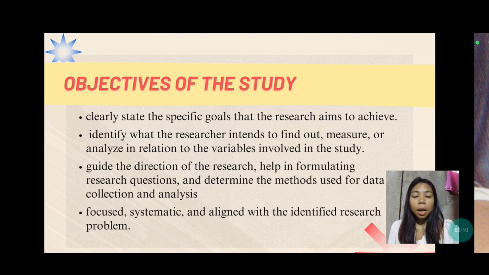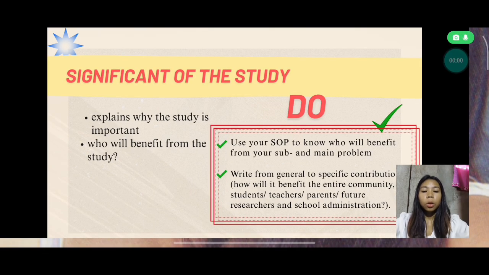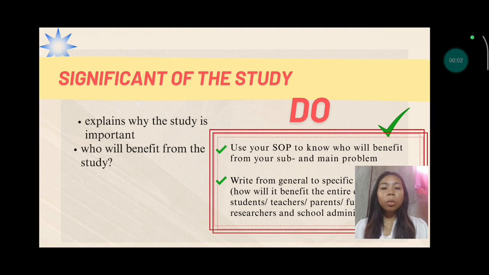And next is the significance of the study. The word significant means important. So explain why the study is important. Meaning, you will write why it is important to research your topic and who will benefit from your study. And next is who will benefit from the study. So that is what I said. Now, what are the tips on how to write the significance of the study?